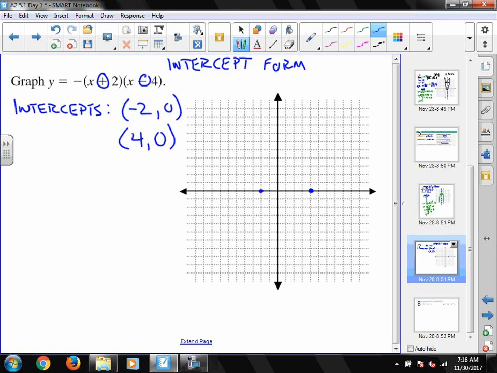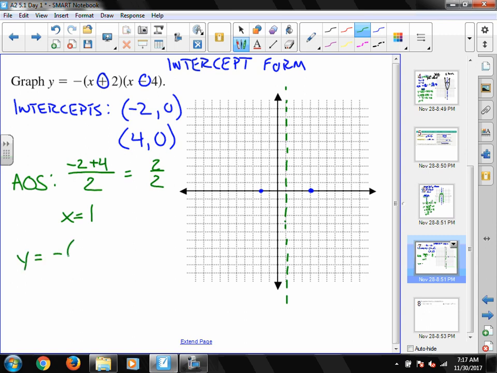Now, to find my axis of symmetry, to find the point halfway in between these two, all we do is we find the average of them. So I'm going to take -2 plus 4 divided by 2. So since I'm adding 2 numbers, I divide by 2. So I get 2 over 2, or x equals 1. So I put my axis of symmetry right here at x equals 1, vertical line, and now I just need to find where my vertex is, and I can plug into my formula.